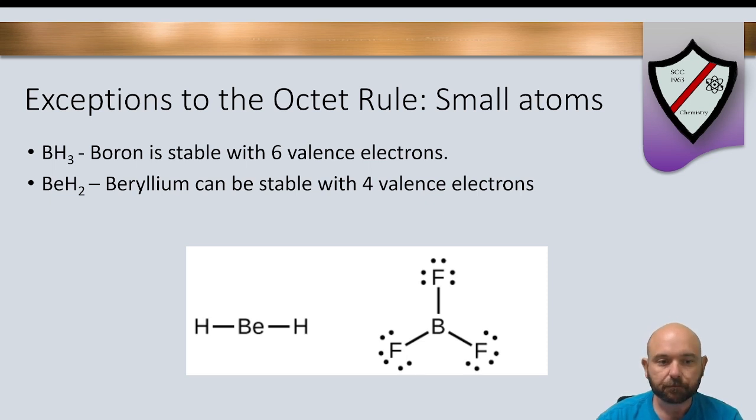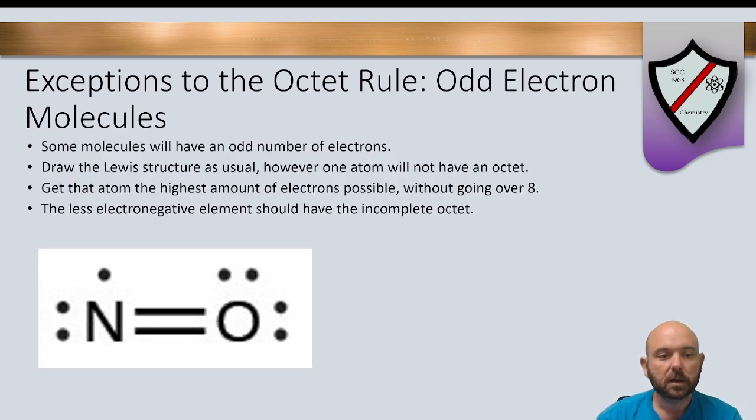We also will run into cases where you have odd electron molecules. A great example is nitrogen monoxide. Again, this is a real molecule. It has been captured and studied in the lab, so we know it exists. However, if you try to draw the Lewis structure for it, you would figure out there are 11 valence electrons with which to work, and that's not going to be able to give you a structure in the Lewis structure where everybody has a satisfied octet.